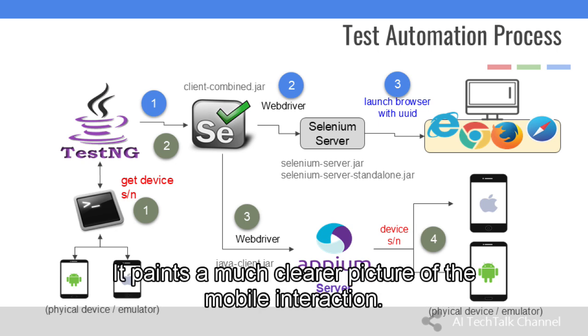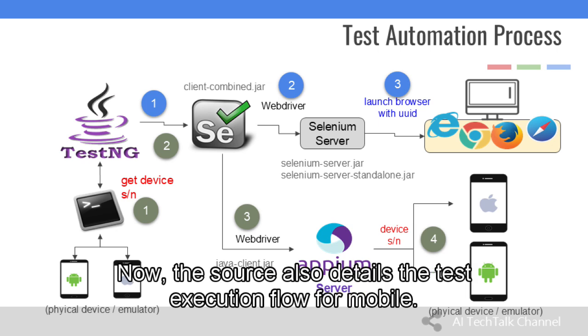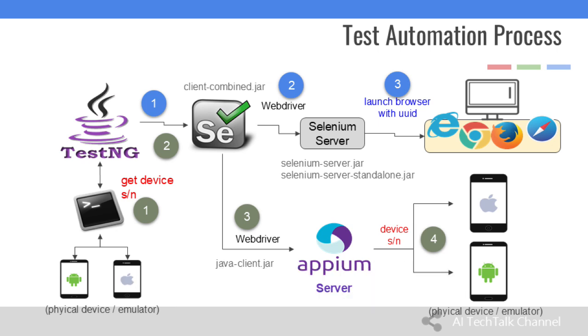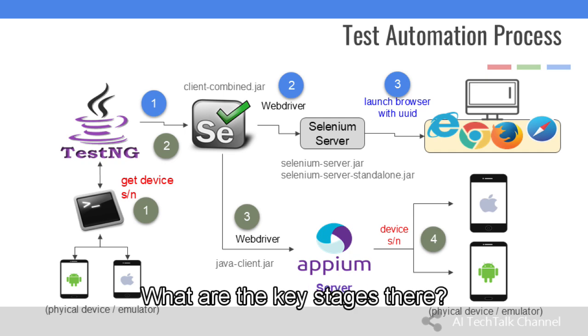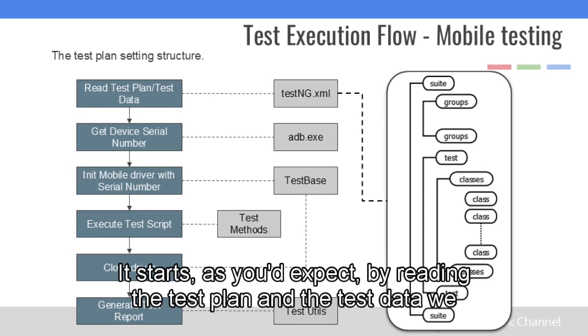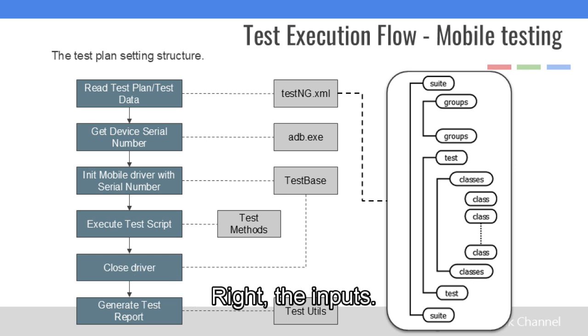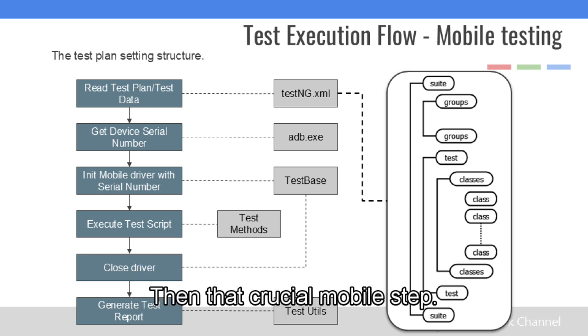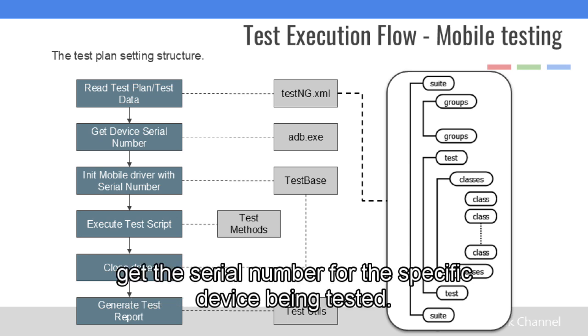Okay, that paints a much clearer picture of the mobile interaction. Now, the source also details the test execution flow for mobile. Seems like the next logical step. What are the key stages there? Yeah, the flow. It starts, as you'd expect, by reading the test plan and the test data we talked about. All right, the inputs. Then, that crucial mobile step, get the serial number for the specific device being tested.